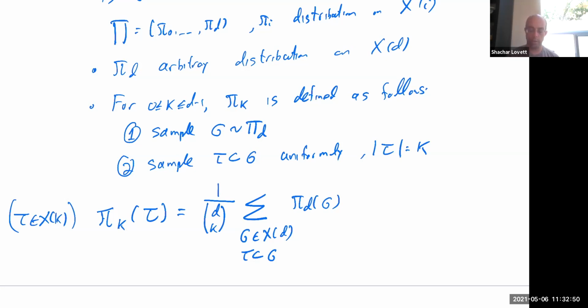And you can actually verify that this indeed gives you a distribution. If I sum pi_k of tau over all faces, what I'm going to get is the sum over all faces of level K, but every K-dimensional face is going to be inside D choose K D-dimensional faces. So it's going to be repeated D choose K times. And so this is why we need to divide by D choose K. Okay, so there are two different ways you can think about it.